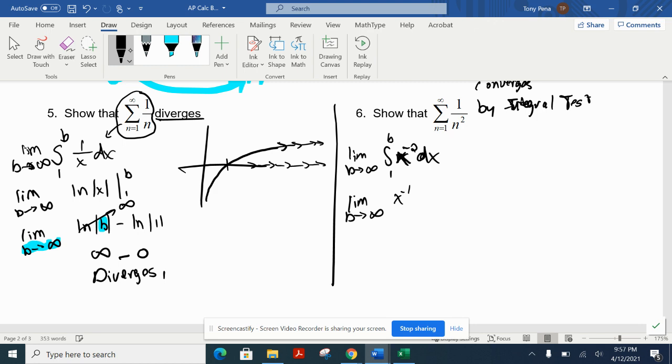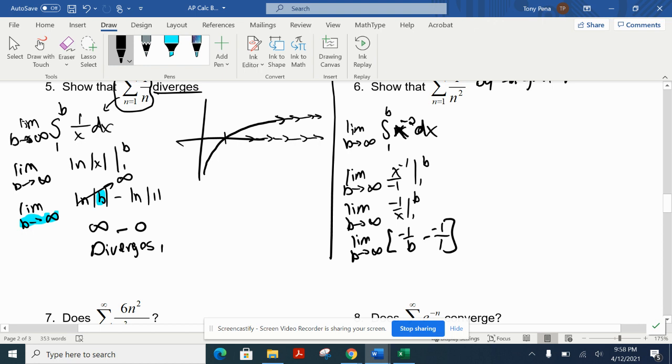Antiderivative would be x to the negative 1 over negative 1. We're going to go from 1 to b. Let's clean this up real quick before we substitute in. So finally we get natural log as b goes to infinity, plug in your upper limit, subtract, plug in your lower limit, takes us to here.